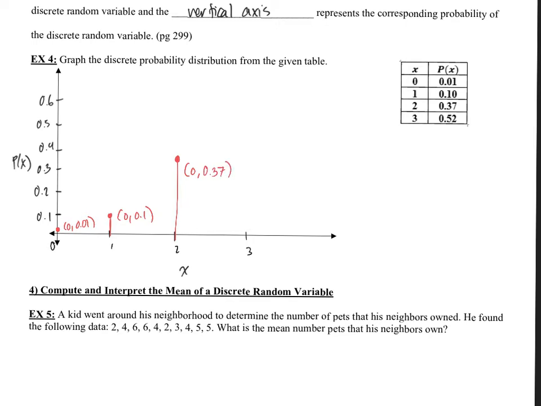And lastly 3, 0.52, so a little higher than 0.5. Oh, that should not have been a 0 on all of those, sorry. That was incorrect. That should be a 1, 0.1, 2, 0.37, and 3, 0.52. Alright, there we go. We've just graphed the discrete probability distribution.